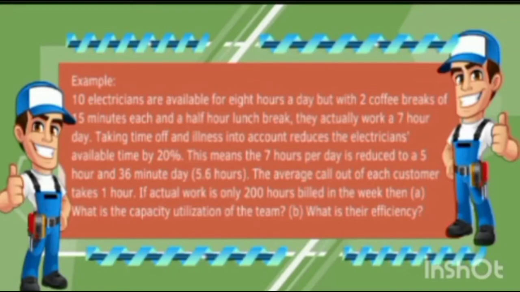Example: 10 electricians are available for 8 hours a day but with 2 coffee breaks of 15 minutes each and a half-hour lunch break. They actually work 7 hours a day. Taking time off and illness into account reduces the electrician's available time by 20%. This means the 7 hours per day is reduced to 5 hours and 36 minutes a day. The average call-out of each customer takes 1 hour. If actual work is only 200 hours billed in the week, then what is the capacity utilization of that team and what is their efficiency?